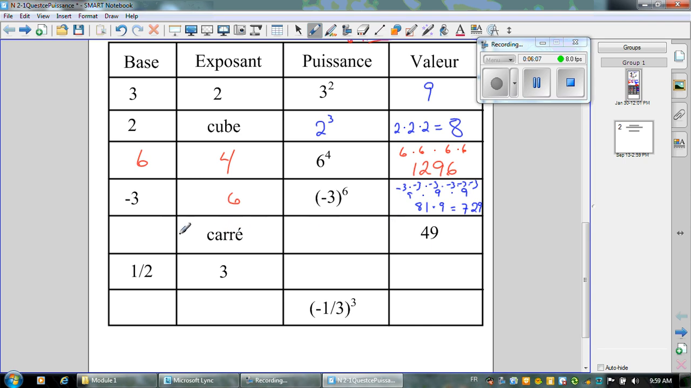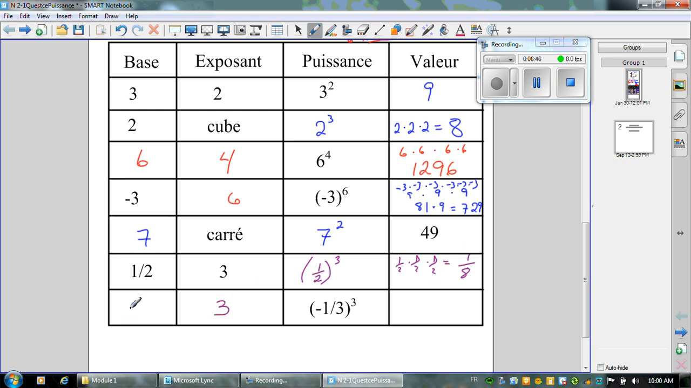Finally, here I have what number squared gives me 49? Well, that's 7 squared. So the power would be 7 squared. Again, here I have the base of 1/2. That's the base. And that's cubed. Well, what does that mean? For the value, it means that it's 1/2 multiplied by 1/2 multiplied by 1/2. So remember, when you're multiplying fractions, it's 1 times 1 times 1 is 1, and the base is 2 times 2 times 2, which is 8. That would be the value, 1/8.